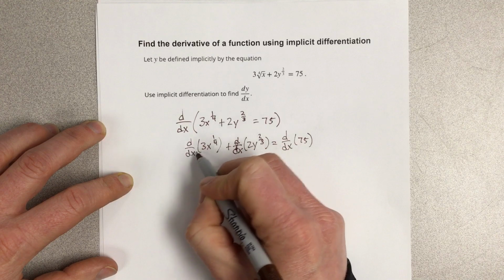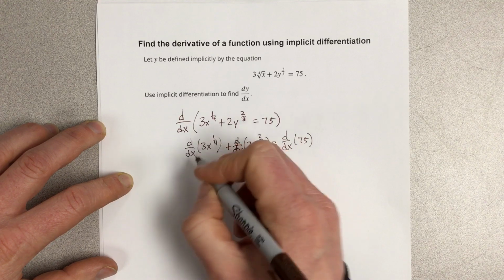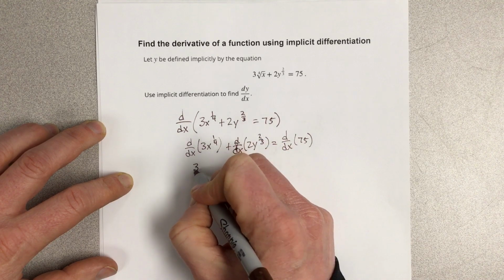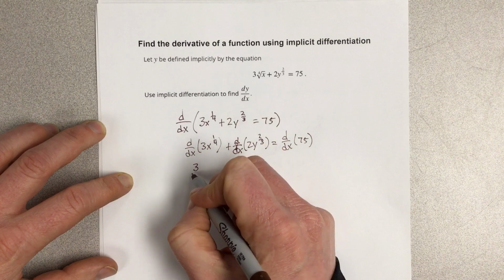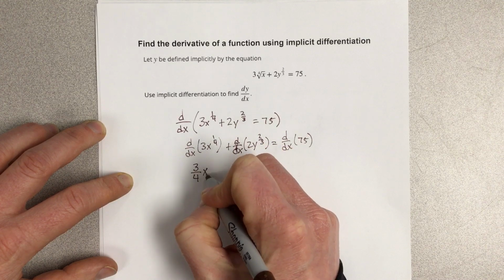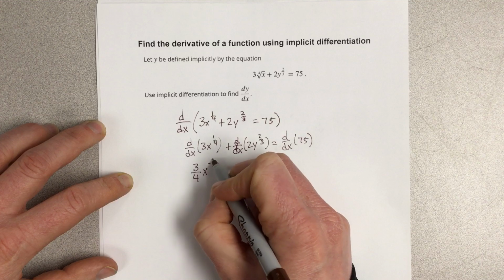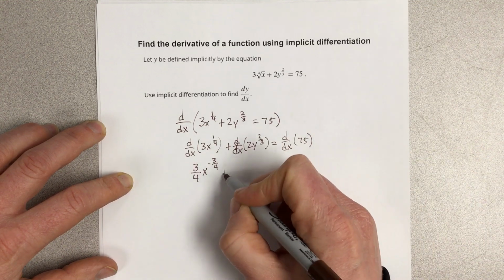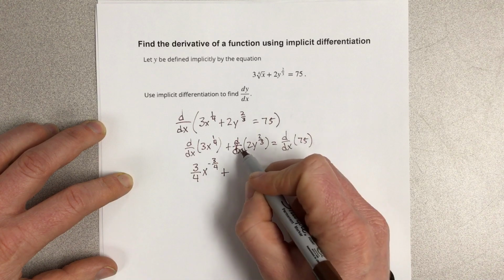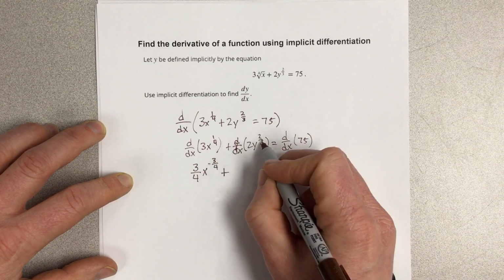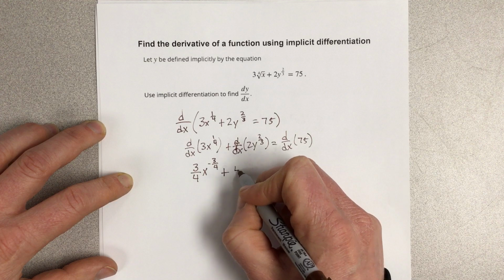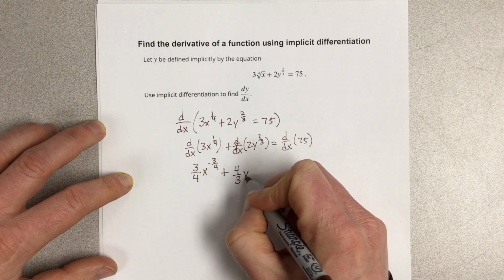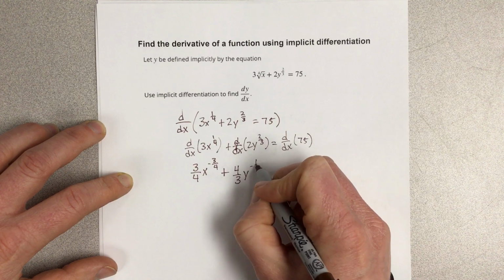We do the derivative of x with respect to x, and we're just going to take it the same way we normally do. So that'd be 1/4 times 3, which would be 3/4 x, subtract 1 from that, that'd be to the negative 3/4. Plus the derivative of y with respect to x, we're going to start the same way by doing 2/3 times 2, which would be 4/3 y, subtract 1 from that, that'd be negative 1/3.